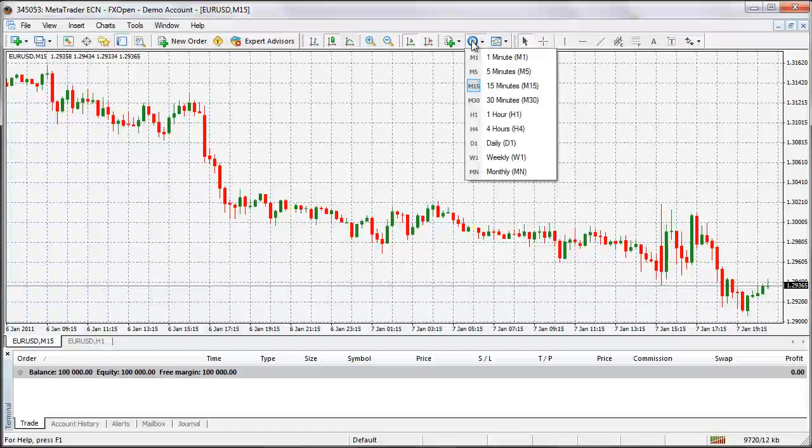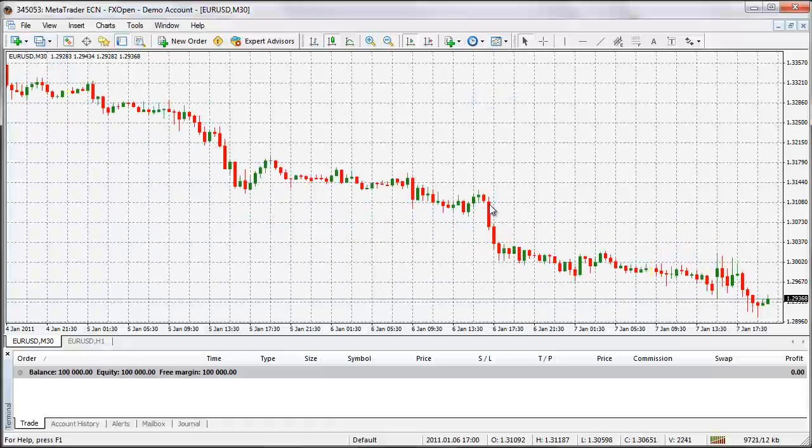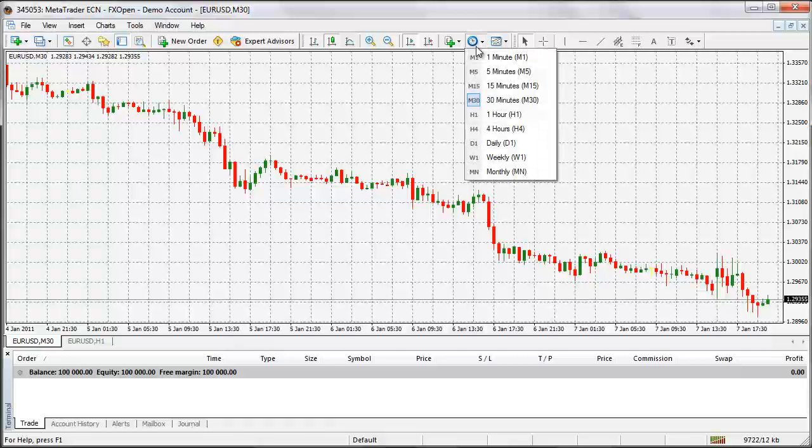Okay, and likewise with the 30 minute time frame, one of those bars consists of two 15 minute time frames, 6 5 minute time frames and 30 1 minute time frame bars, and so forth, and so on.